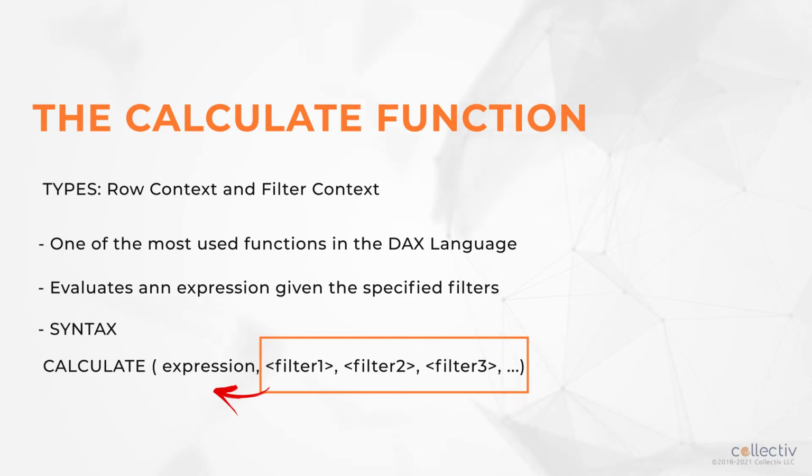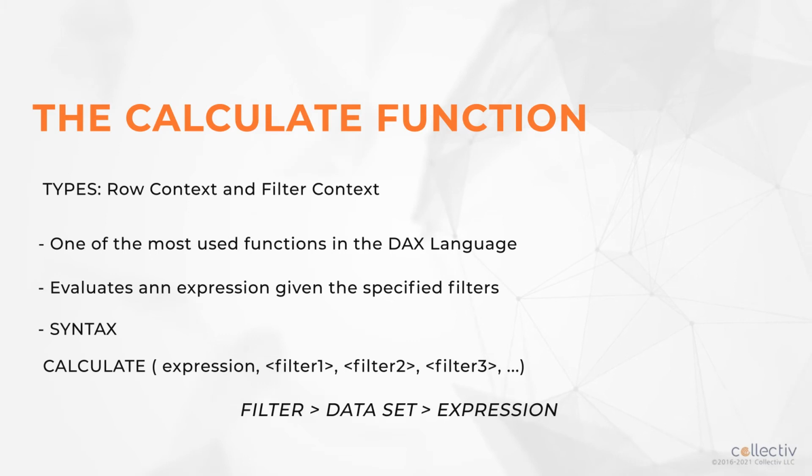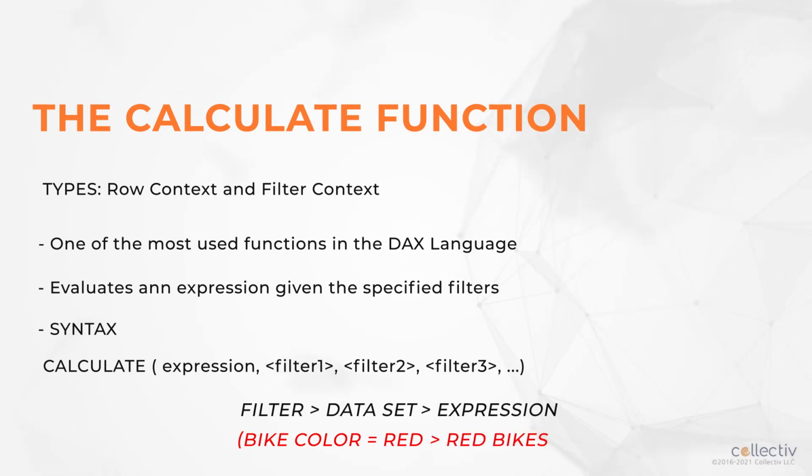The important thing to realize is the order of operations of the Calculate function itself. What it's going to do first is apply the filter to your data set before it actually runs that expression. For example, if I'm wanting to calculate total sales for all red bikes, I might have a filter that says bike color equals red. That's going to filter my data set down first to a table that only has red bikes associated with it. And then it's going to run that expression, and then my aggregation can occur as far as creating that total sum sales.